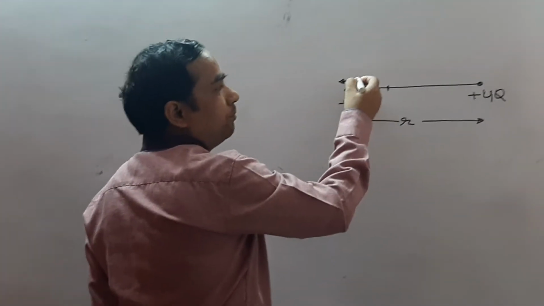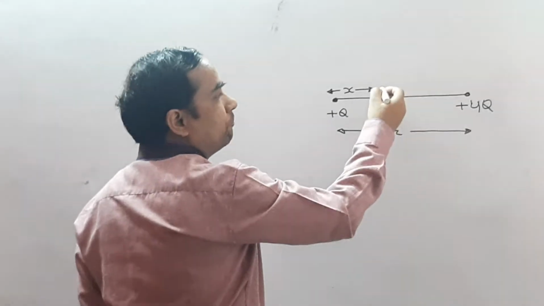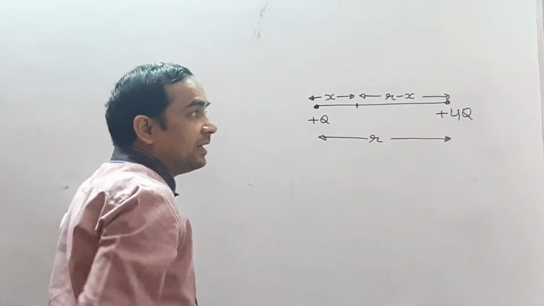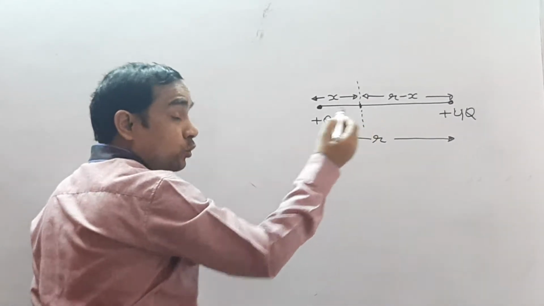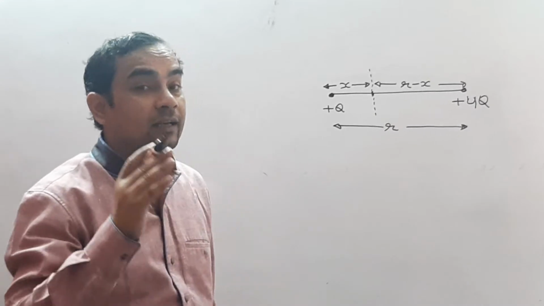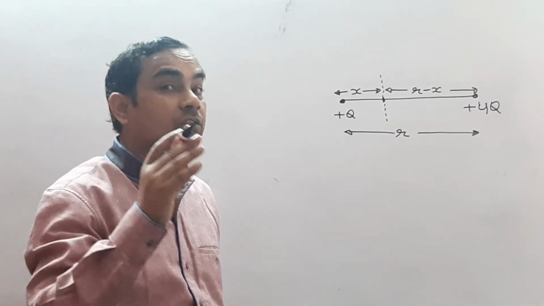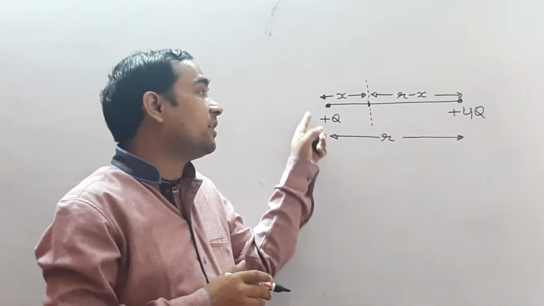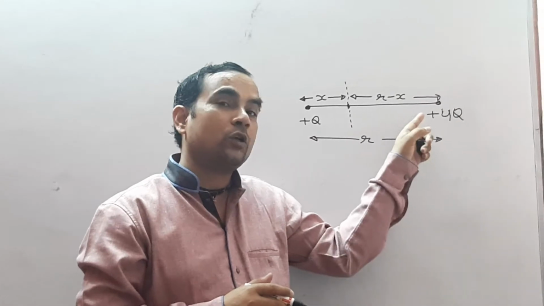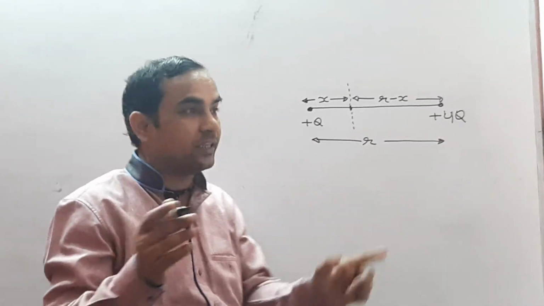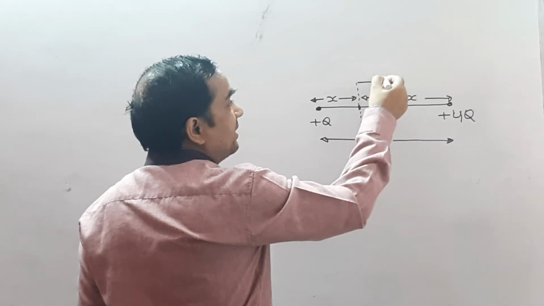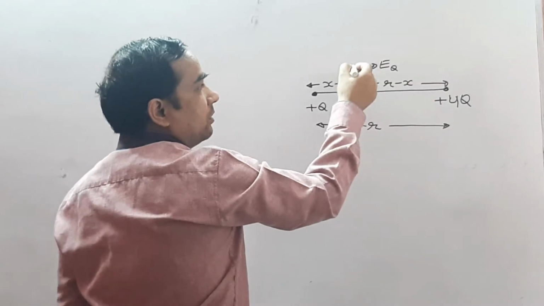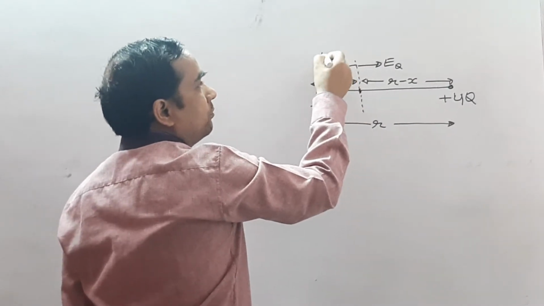Its distance from plus q is x and from 4q is r minus x. Right? It is the neutral point. The neutral point is that point where electric field intensity is 0. It means at this point electric field intensity due to plus q and 4q are equal and opposite. So the electric field due to Q is away from the charge, and from 4q also away from the charge.